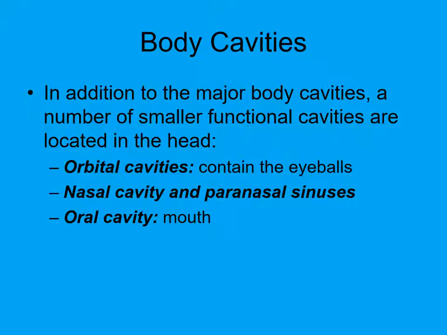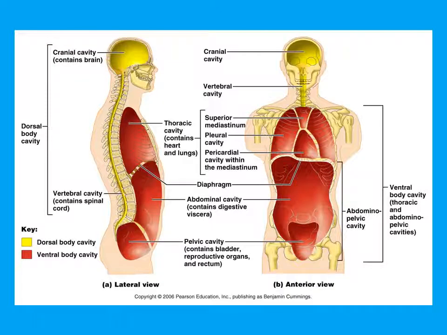There are additional body cavities, such as your orbital cavities that contain your eyes. There's the nasal cavity, the oral cavity. These we tend to study when we are looking at those particular systems and those particular organs. Like when we study vision, we'll look at the orbital cavity then.